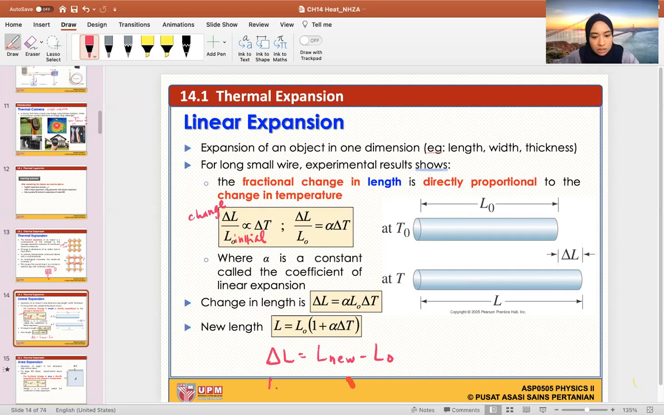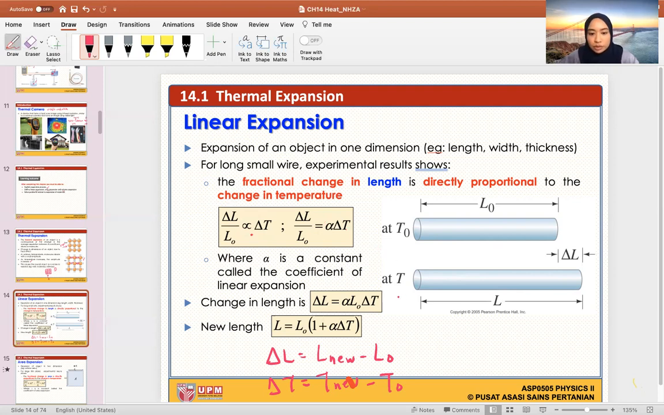What is change in temperature? Sama, T new minus T naught. Okay, so that is the change in temperature. Now, proportional does not mean the equation. Proportionally a relationship saja. So the actual equation, we have an alpha here. Again, proportional is not an equation, it's just the relationship. So the alpha is the actual equation.